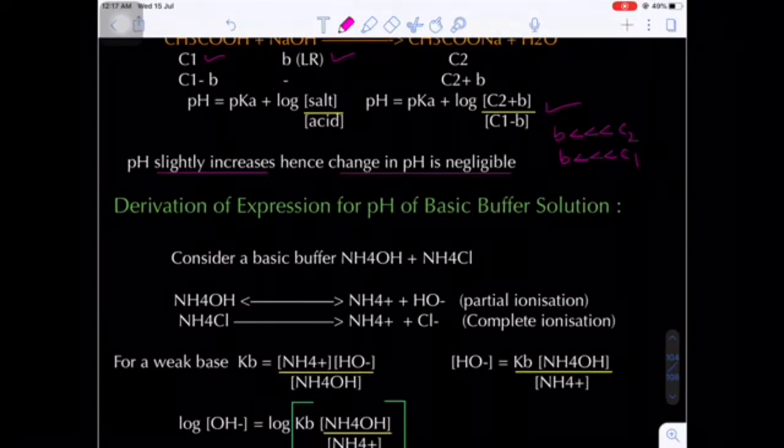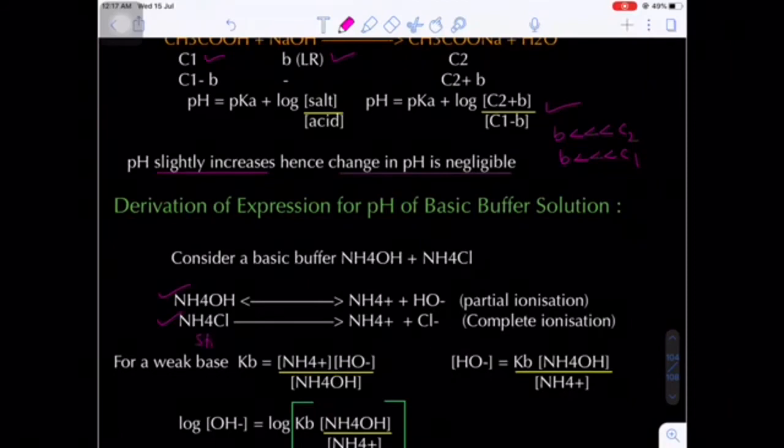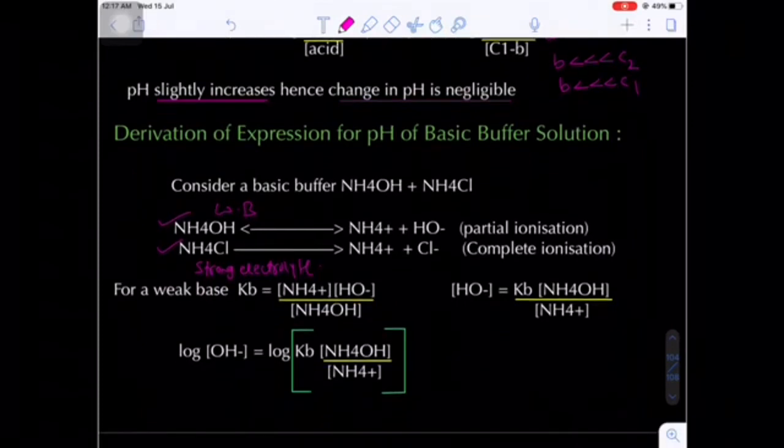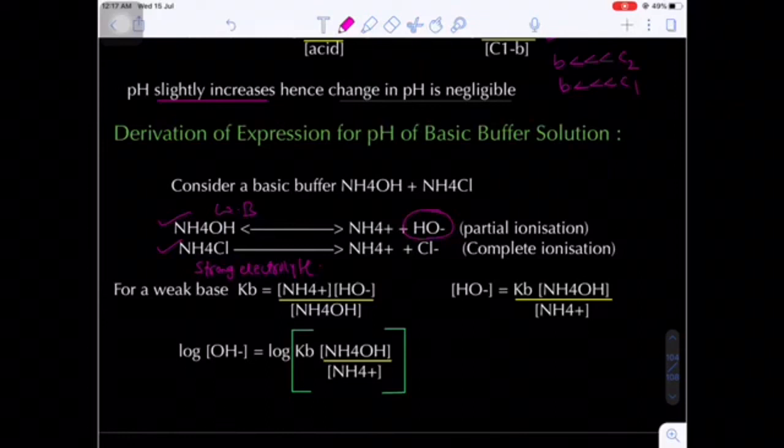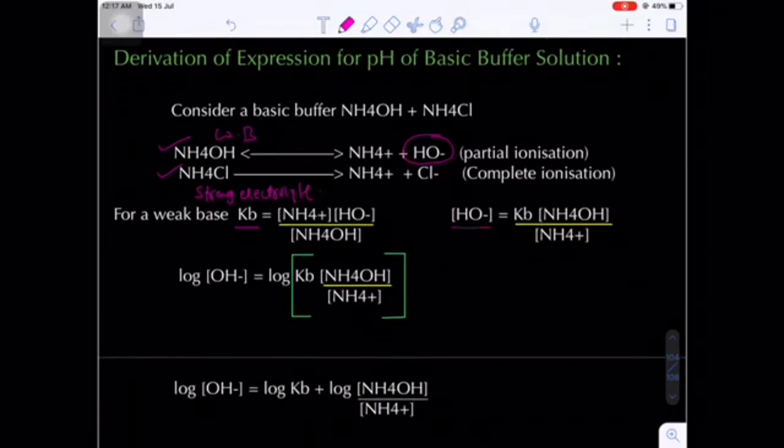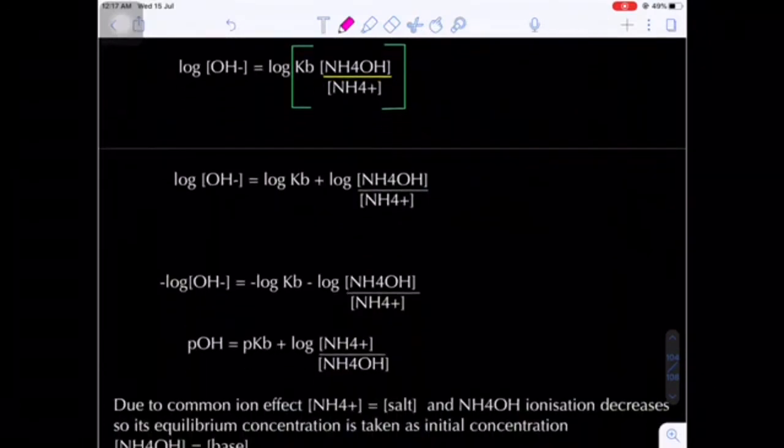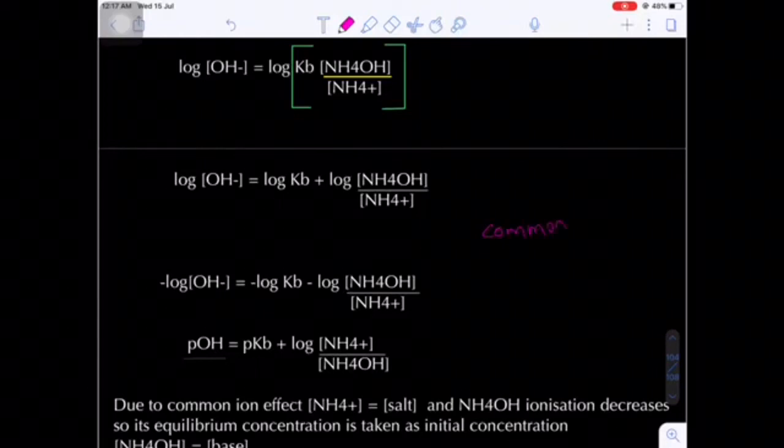Now here also, the derivation for the pH of a basic buffer is a mirror image of the acidic buffer. Here we have ammonium hydroxide and ammonium chloride. Ammonium chloride is a strong electrolyte, so it is completely ionizable, and the weak electrolyte, that is the weak base, is partially ionizable. Here we have to calculate the pH of the solution with respect to the OH minus ion concentration, so we require one equation. That equation can be derived from the Kb expression. From this Kb expression we can find the OH minus ion concentration, and from the OH minus ion concentration finally we can find the pOH.